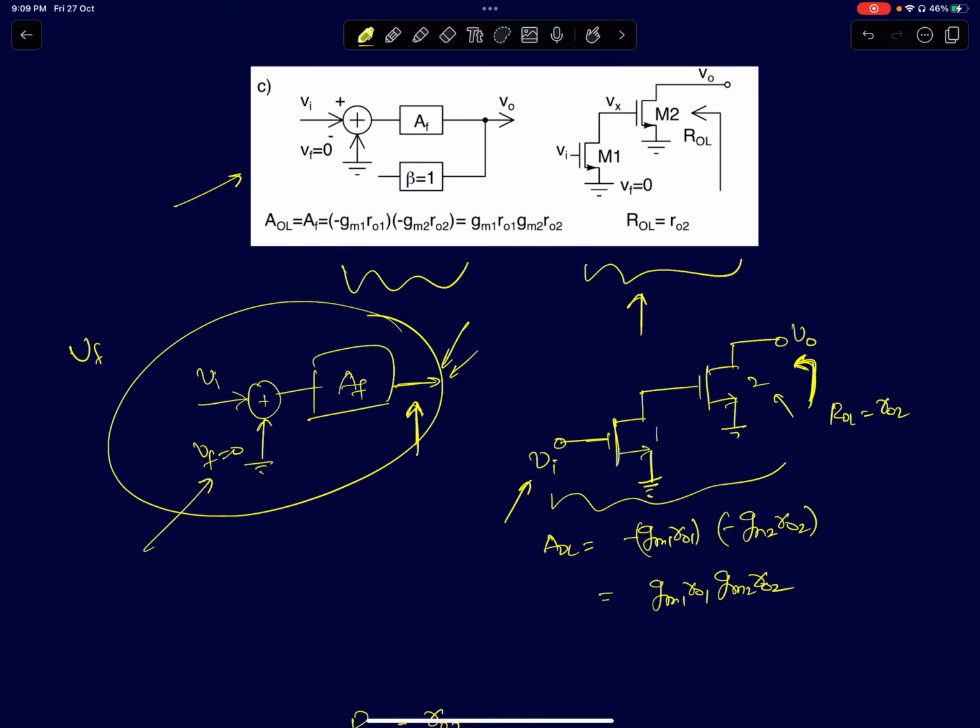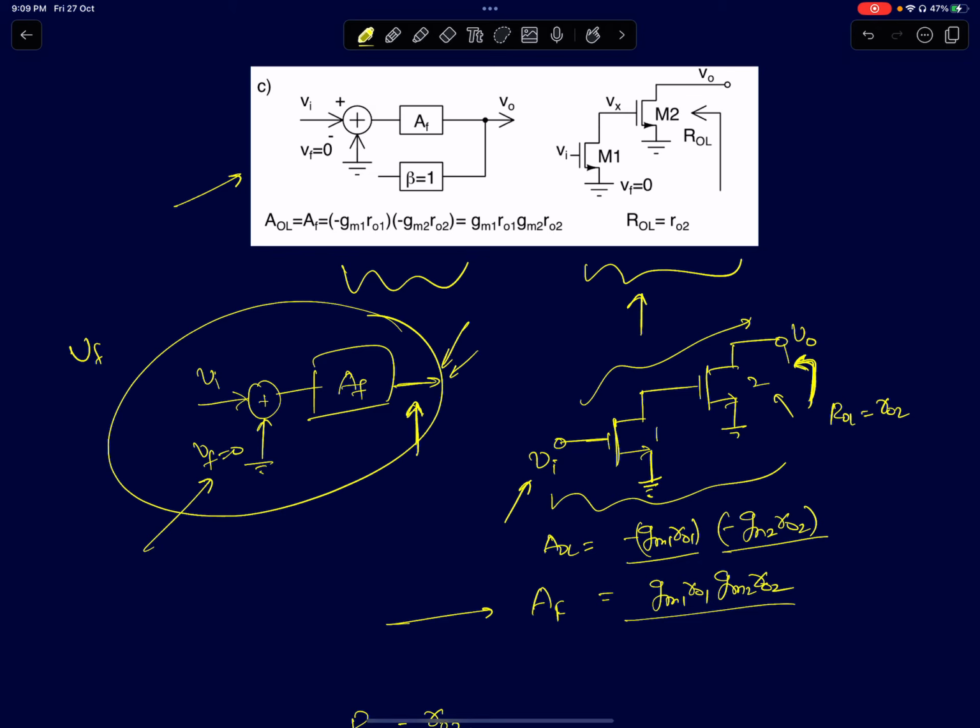And the loop gain is a cascade of two common source amplifiers. So in the forward path, it reduces to a cascade of two common source amplifiers. The forward path gain is going to be minus GM1 RO1 times minus GM2 RO2. So that will be GM1 RO1 times GM2 RO2. This is your open loop or the forward path gain of this amplifier.